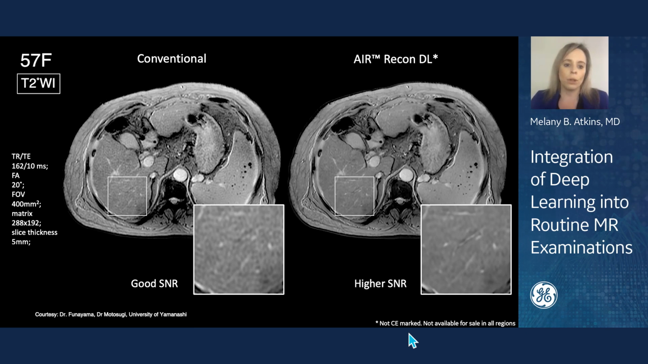This is another example of utilization in the abdomen, conventional versus DL Recon. I think you can appreciate here that there really is a significant decrease in noise on the DL Recon image. The visualization of the liver here is quite improved with DL Recon.